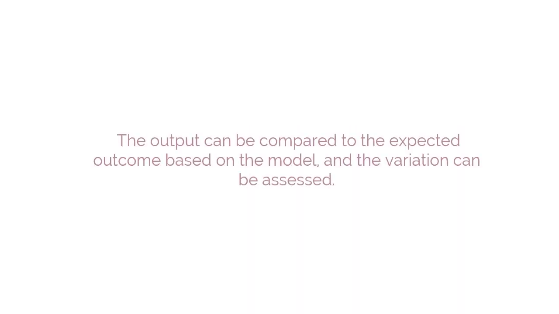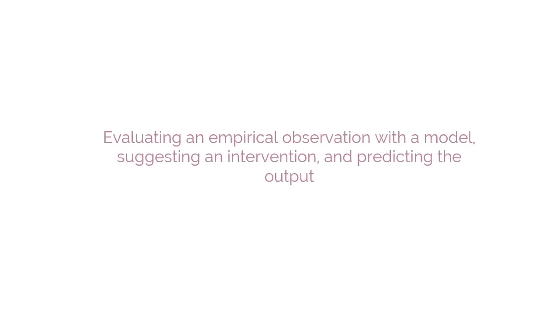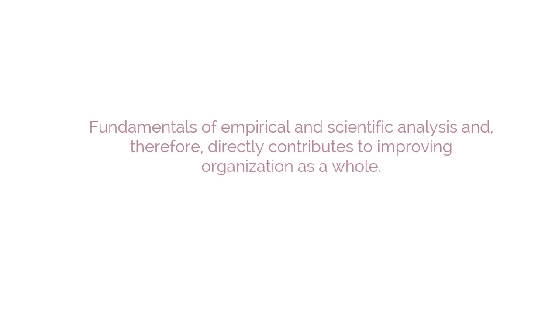The output can be compared to the expected outcome based on the model, and the variation can be assessed. This process of evaluating an empirical observation with a model, suggesting an intervention, and predicting the output based on the model, and the subsequent comparison of the actual output to the expected output, forms the fundamentals of empirical and scientific analysis, and therefore directly contributes to improving the organization as a whole.